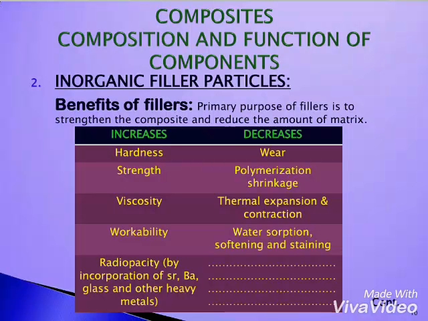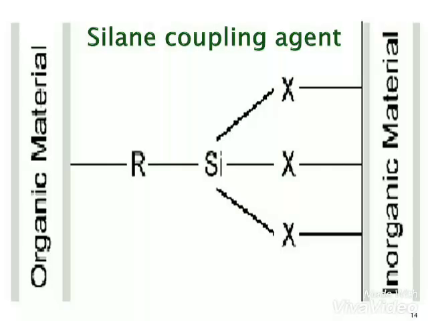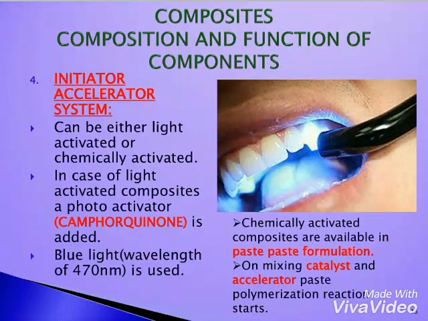One thing is very important here: neither the organic component nor the inorganic component can give any property to dental composite unless they are combined with each other, bonded to each other. For this reason, the coupling agent, which is the third major component of dental composite, is introduced. This silane coupling agent has two terminal groups. On one side, it combines with the organic component, and on the other side, the other terminal group combines with the inorganic component. So a bond is formed from the organic component through the silane coupling agent up to the inorganic component. The fourth major component is the initiator activator system.